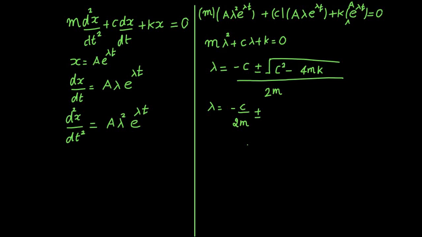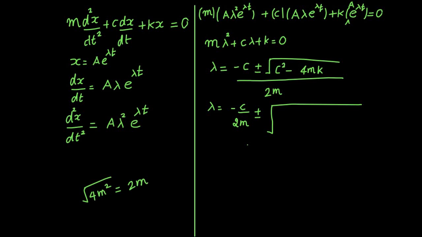Can I bring this 2m inside the root in the denominator? If I bring it inside the root, I should be getting 4m square, right? That's right. So if you bring 2m inside the root, it's 4m square. So hope that is not confusing. Maybe I can write it here. So root of 4m square is nothing but 2m. So 2m can be written as root of 4m square, which means you can nicely bring that inside the root.